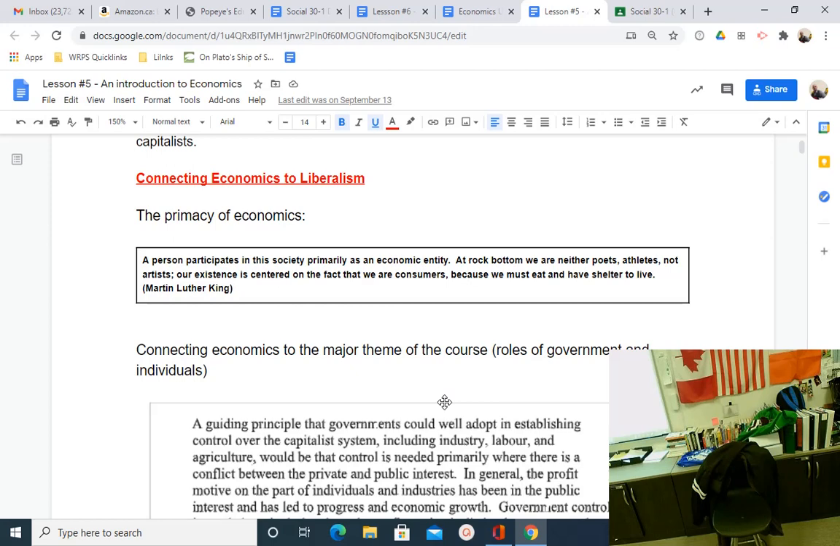A person participates in this society primarily as an economic entity. At rock bottom, we are neither poets, athletes, nor artists. Our existence is centered on the fact that we are consumers because we must eat and have shelter to live.